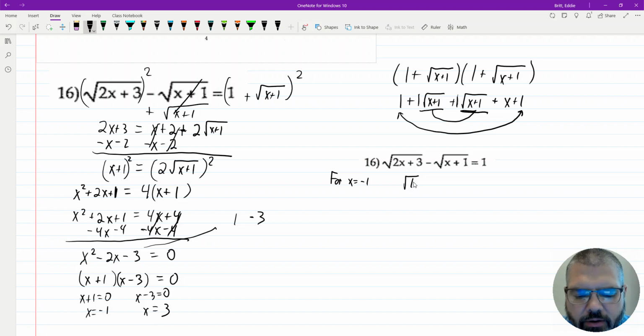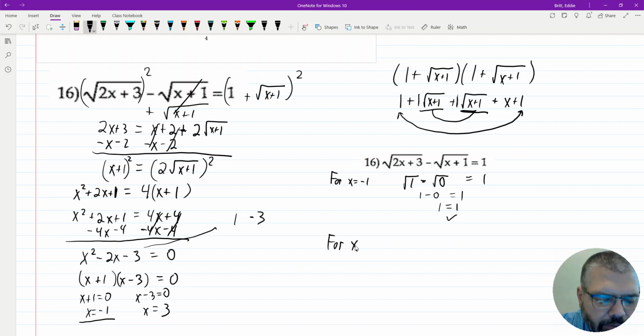So this is the square root of 1 minus. Now I'm going to plug in a negative 1 right here. Negative 1 plus 1 is 0. The square root of 0, that's just going to be 0, right? And then equals 1. So I have 1 minus 0 equals 1. 1 equals 1. Checks out. So that means that is for sure a solution.